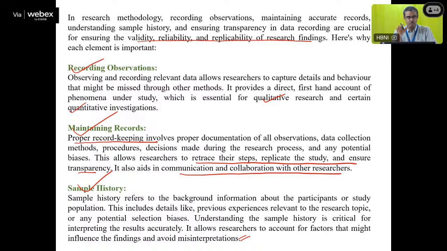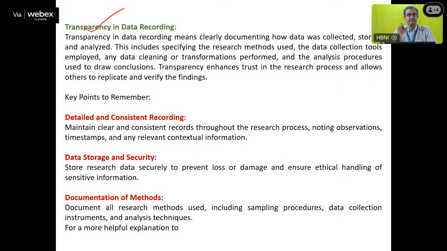These 4 are very important points. And transparency in data recording. Transparency in data recording means clearly documenting how data was collected, stored, and analyzed. So this should be very transparent, and you should be very clear about this. Specifying the research methods used, the data collection tools employed, any data cleaning or transformations performed, and the analysis procedure used to draw conclusions. Transparency enhances trust in research processes and allows others to replicate and verify. This is very important: trust in the research process, and it helps to replicate and verify the findings.